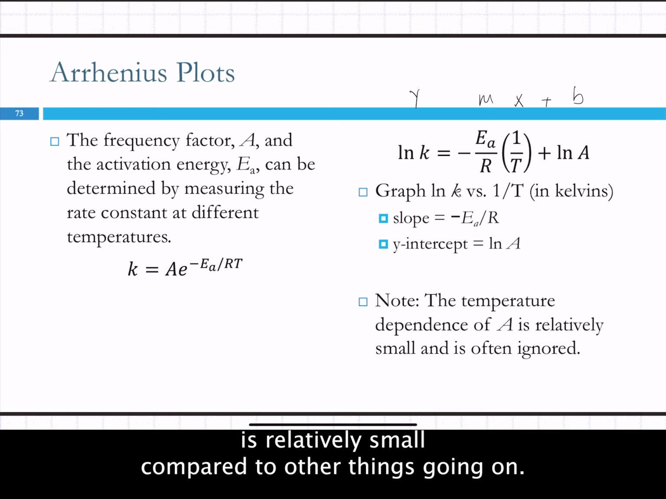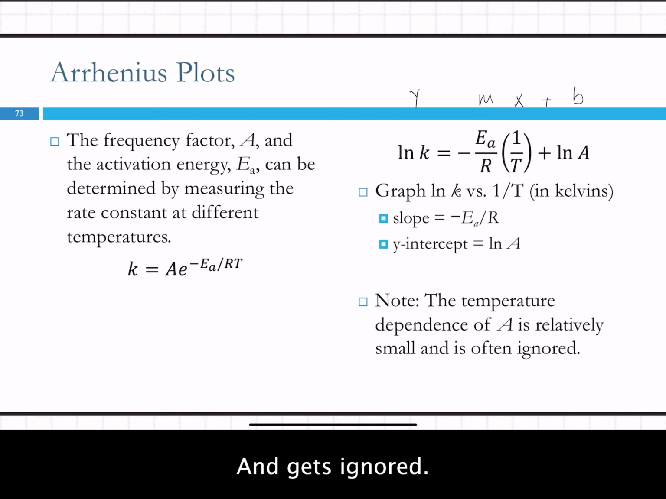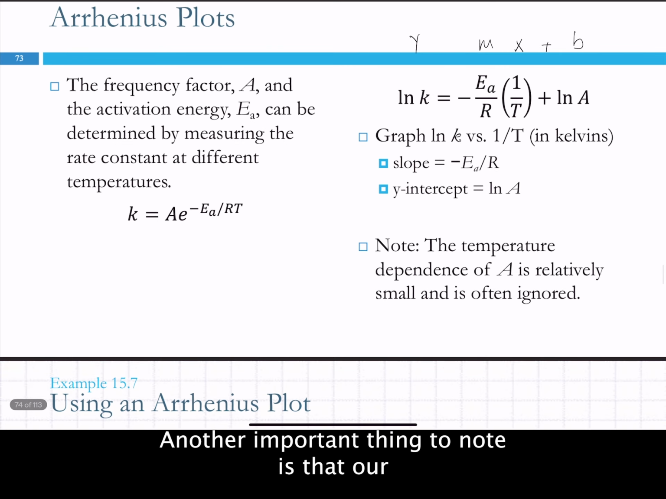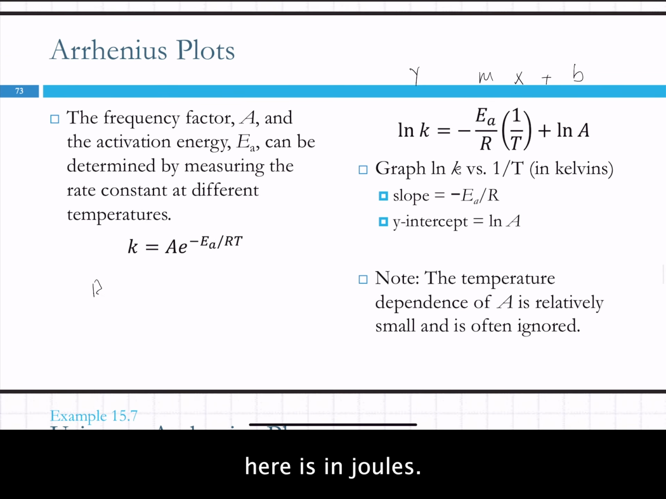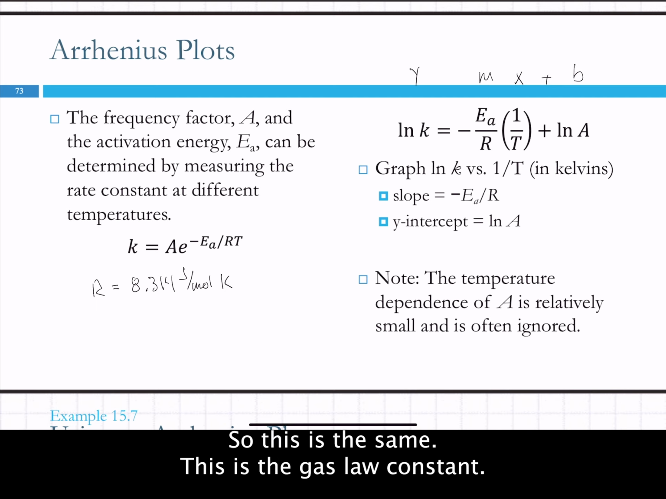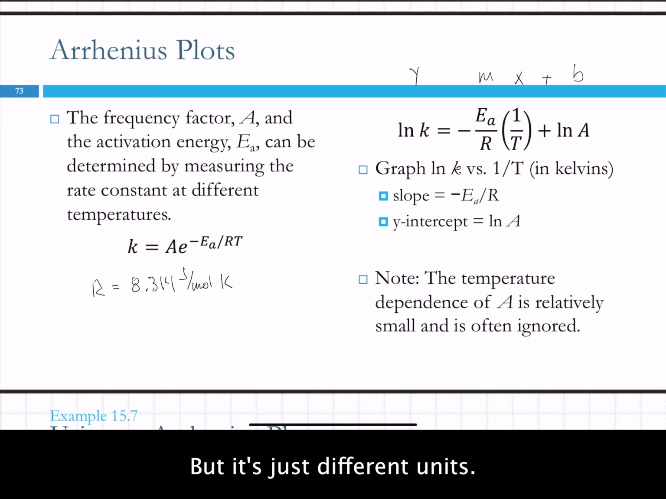And a lot of times A is relatively small compared to other things going on and gets ignored. Another important thing to note is that R here is in joules. Let me write out the number: 8.314 joules per mole Kelvin. This is the gas law constant, but it's just different units.